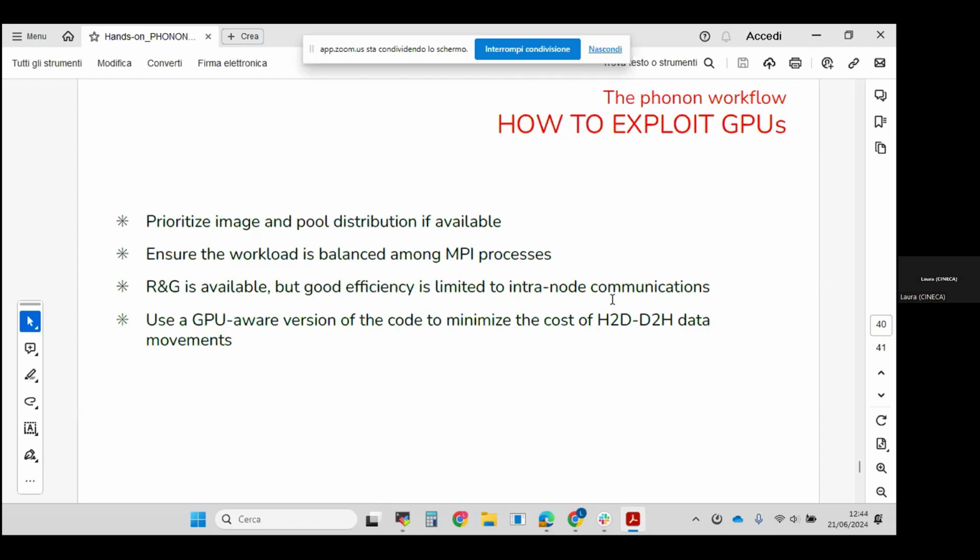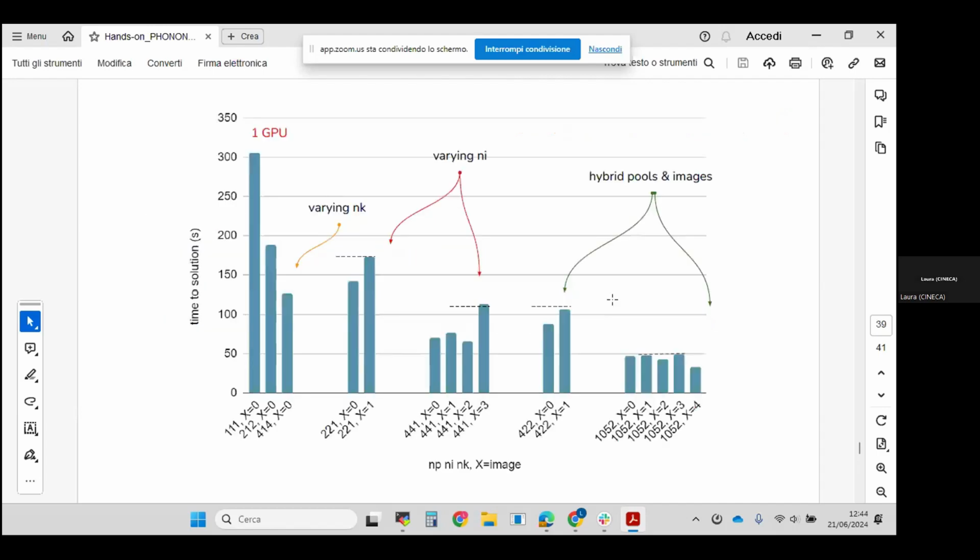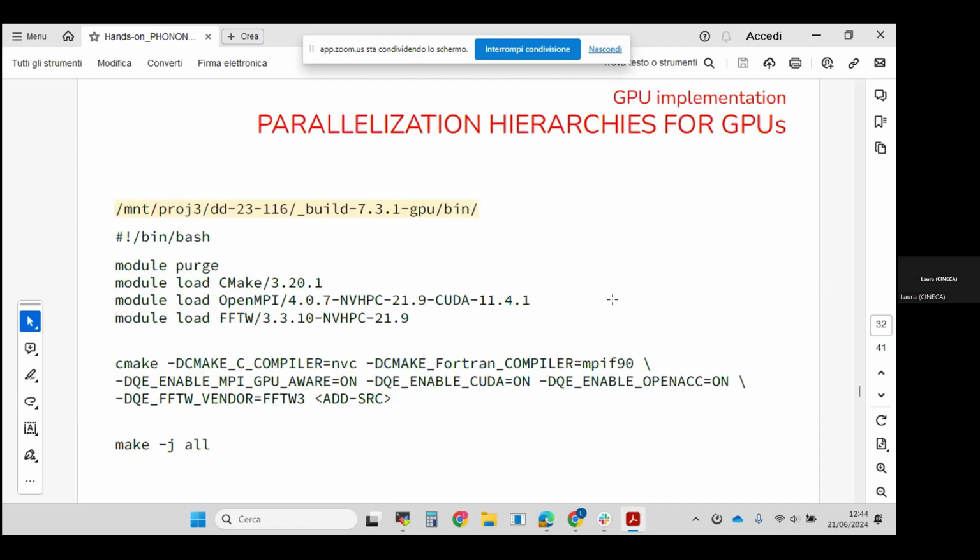And for those who are more into GPU computing and GPU programming, if you are installing the Quantum Espresso version yourself, try to use the GPU-aware version of the code, of course, if the cluster supports GPU direct communication. GPU awareness is activated by this flag.